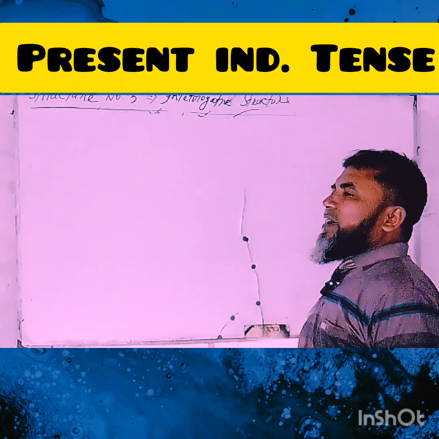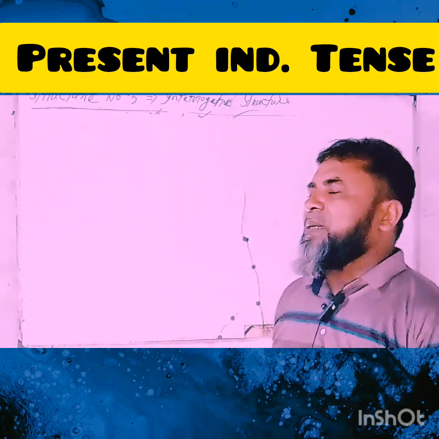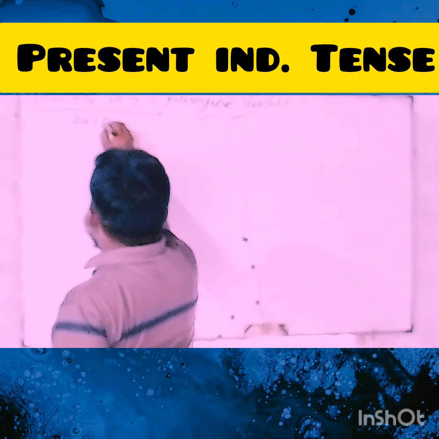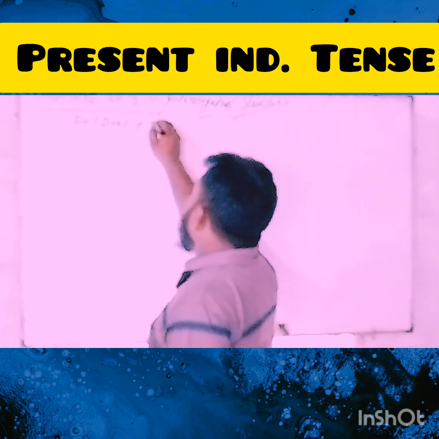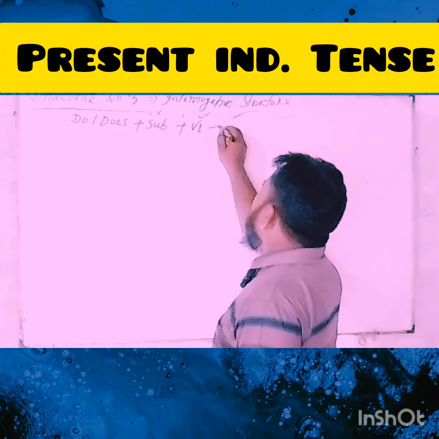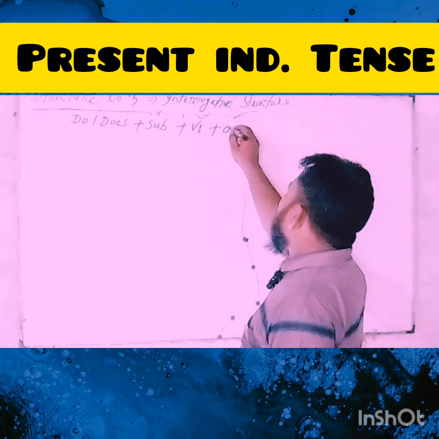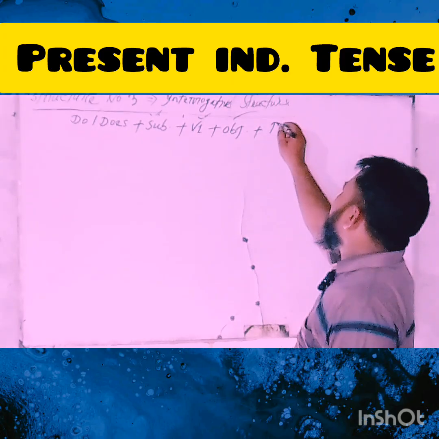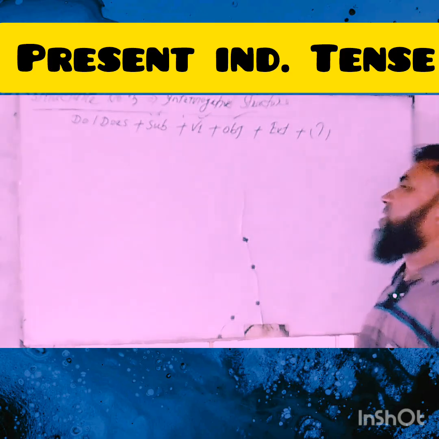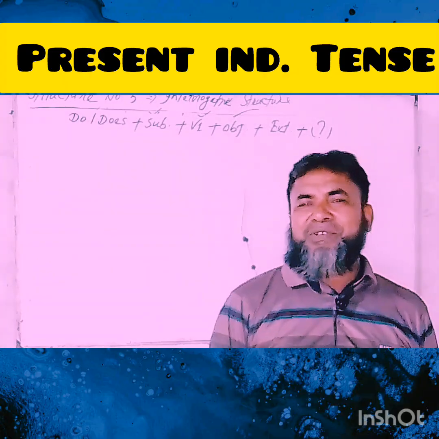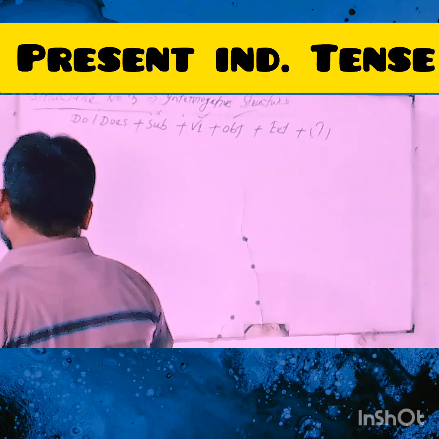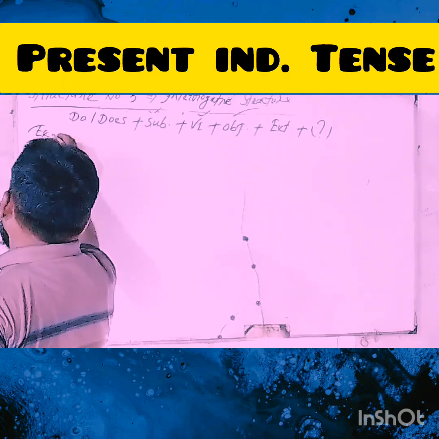My dear learners, at the time of forming an interrogative sentence with present indefinite tense, you have to use first do or does, then secondly you have to use subject, thirdly you will have to use the V1 form of verb, and then object, then extension, then question mark. When you are going to form an interrogative sentence, you will have to use this structure. You have understood clearly, my dear learners.